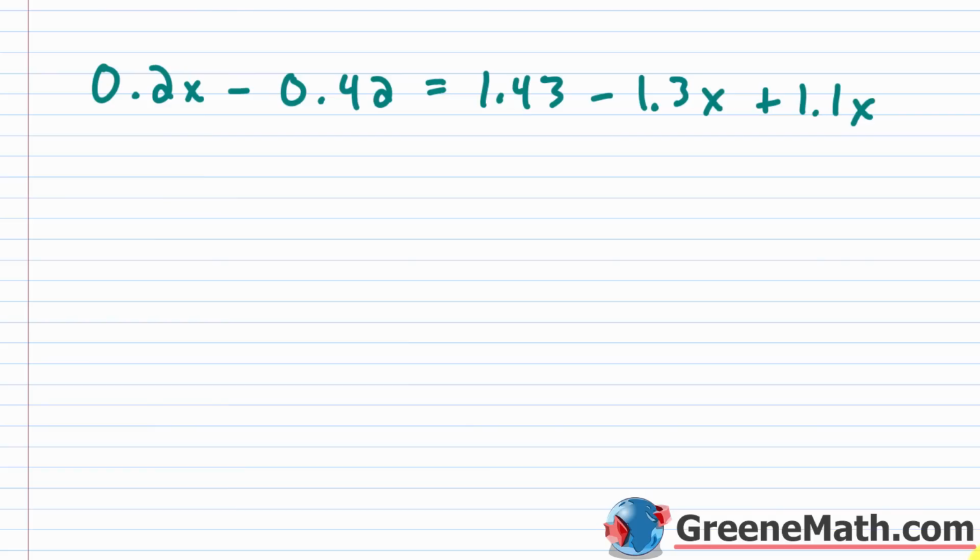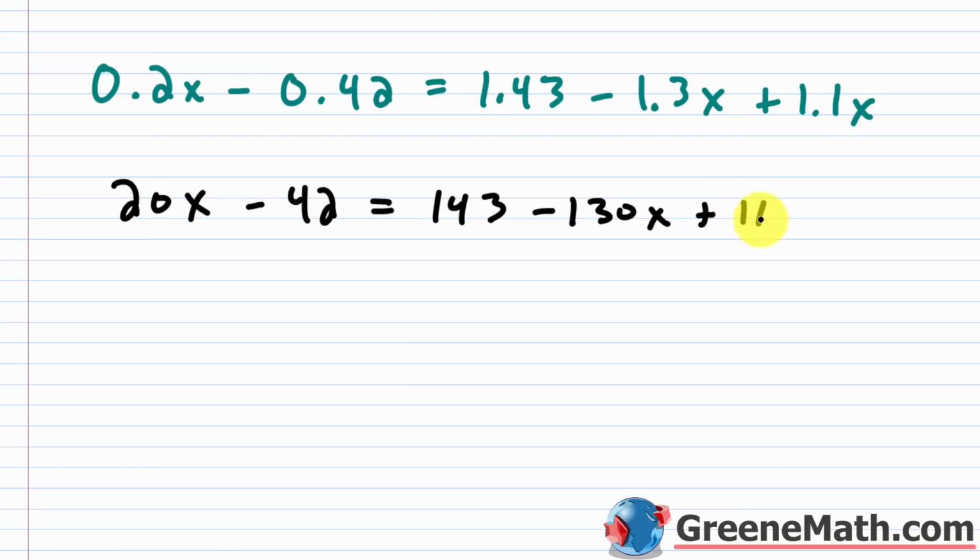The largest number of decimal places is 2. So I'm going to multiply everything by 100. So this would be 20x minus, this would be 42, is equal to 143. And then minus 130x. And then plus 110x. So then just combining like terms over here, let me put 143. And then negative 130x plus 110x is going to be negative 20x. Let's put 20x over here and minus 42.